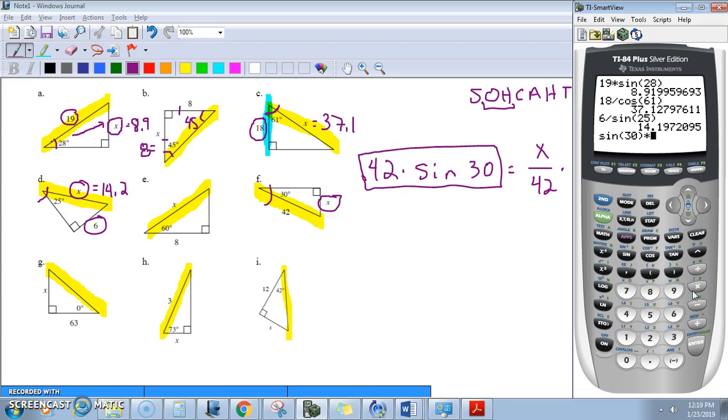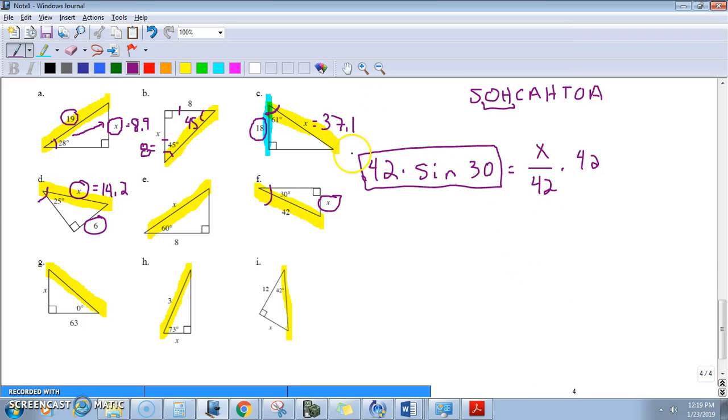And sometimes I put in the number first and sometimes I put in this first. It doesn't matter when you're multiplying. When you're dividing, it does matter, so be careful. Times 42, 21. What? That means the sine of 30 must be 1/2, right? X equals 21. Okay.